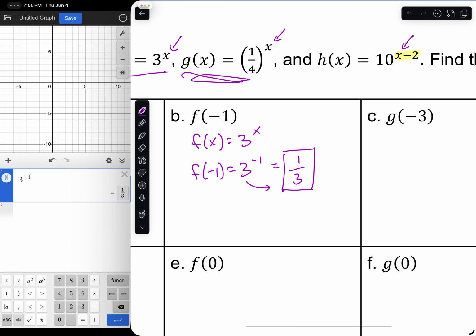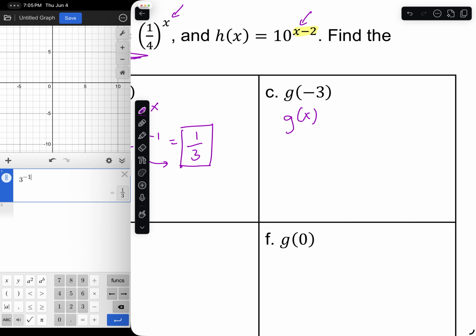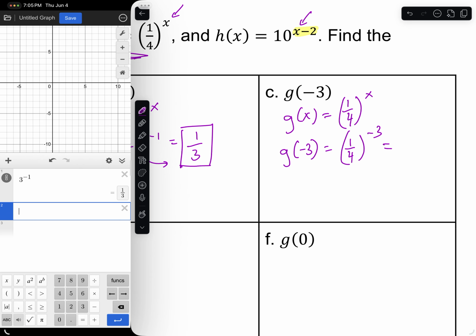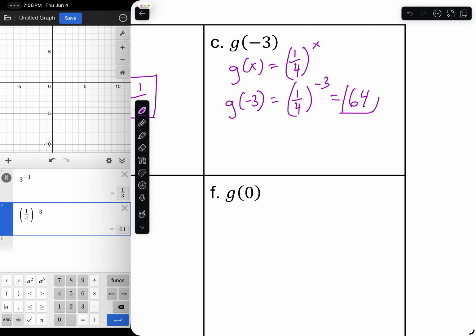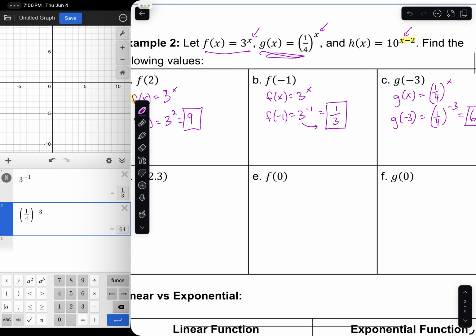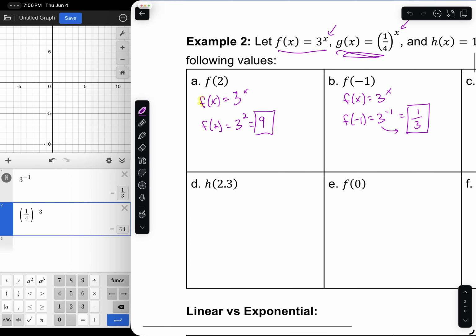All right, g of -3. Now we're working with g of x. So g of x is the fraction 1/4 to the power of x. Then g of -3 means we're plugging in -3 for x. Again, I'm not sure what that means, so I'm just going to use my calculator. We've got 1/4, and then to the power of -3. And that equals 64. Again, we can talk about this in class if you don't remember how exponents and negative exponents especially work.